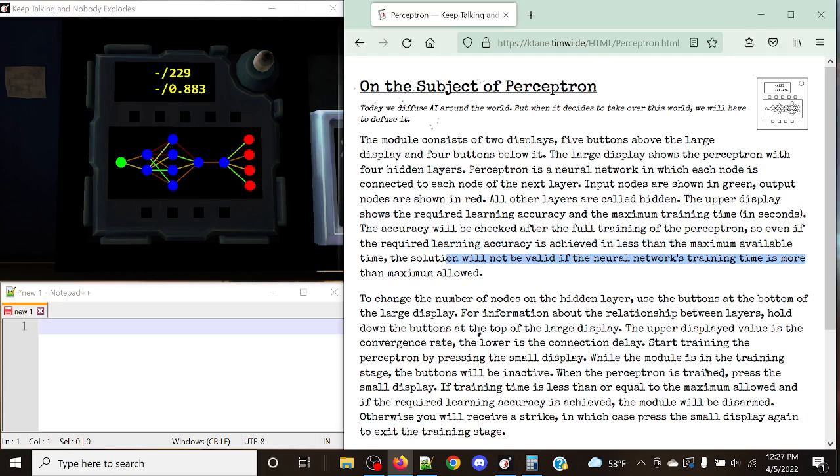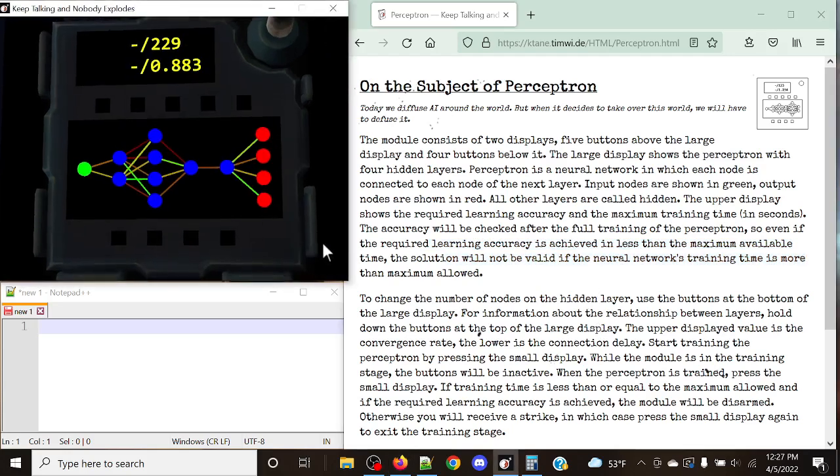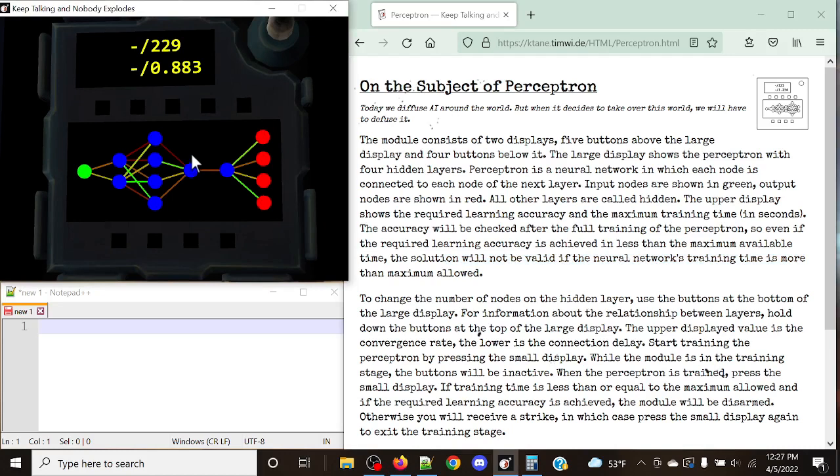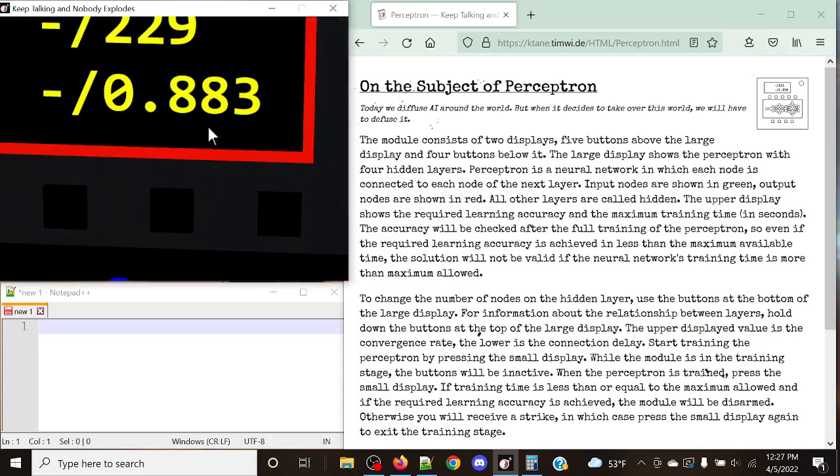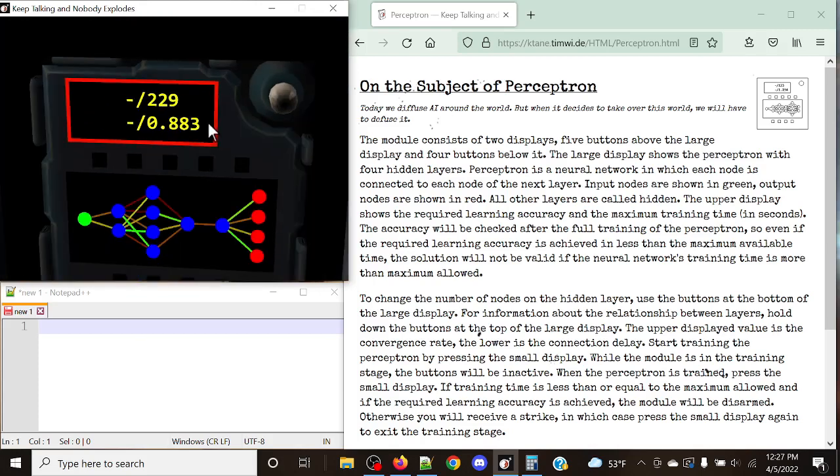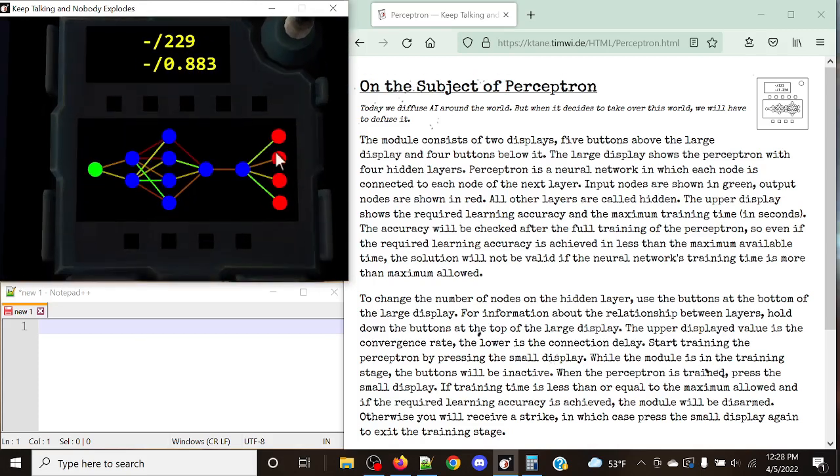This is very important. This is where things get a little bit interesting. We have to at least achieve the maximum learning accuracy, which in this case is the 229. We have the ability to go over it. All we simply need to do is make sure that we can get to it before this training time right here, before the 0.883 is reached. We want to make sure that we get to that. We should not be able to reach the 0.883. That's where this thing comes into play here.